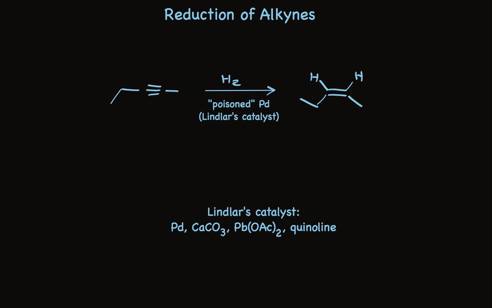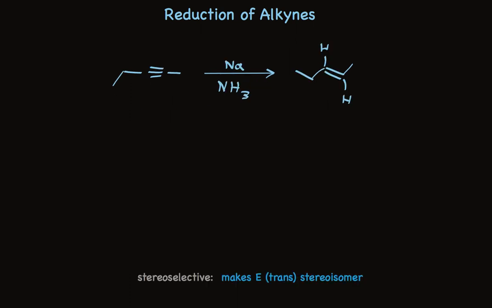The metal is treated with calcium carbonate, lead acetate, and quinoline. These are three very different substances, but together in this combination, they alter the palladium surface just enough so it reduces alkynes but not alkenes. And, as I mentioned, this reaction is stereoselective. It makes only the cis stereoisomer. The two hydrogens added are on the same side of the double bond. When we want to make the trans isomer, we use very different reaction conditions.